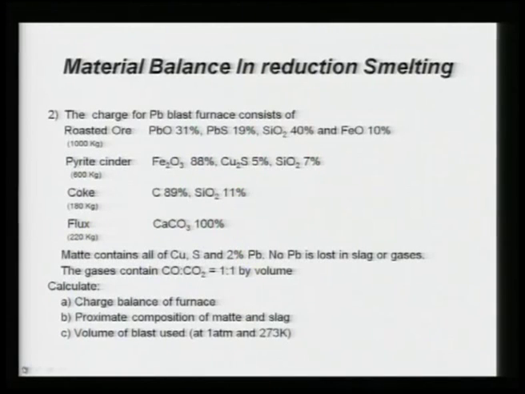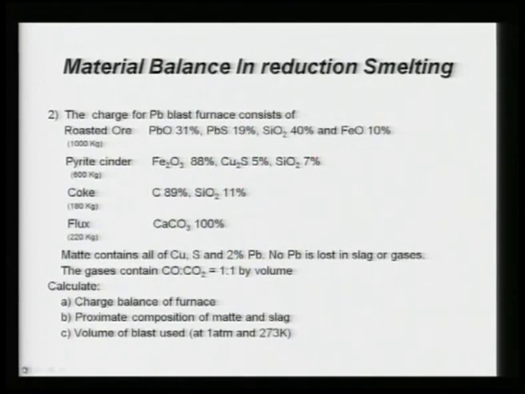So, problem 2, the charge for the lead blast furnace is given. It consists of roasted ore, pyrite cinder, coke and flux. All of you know flux is used to slag to remove the impurities. As a result of smelting or reduction in smelting in the blast furnace, matte of this composition is produced. It is said no lead is lost anywhere, either in slag or gases.